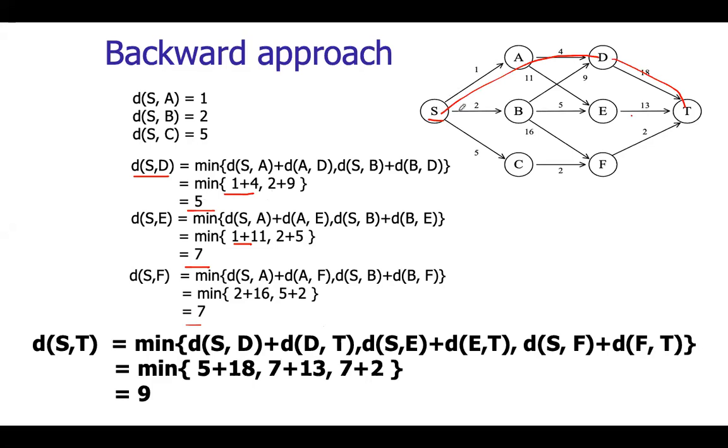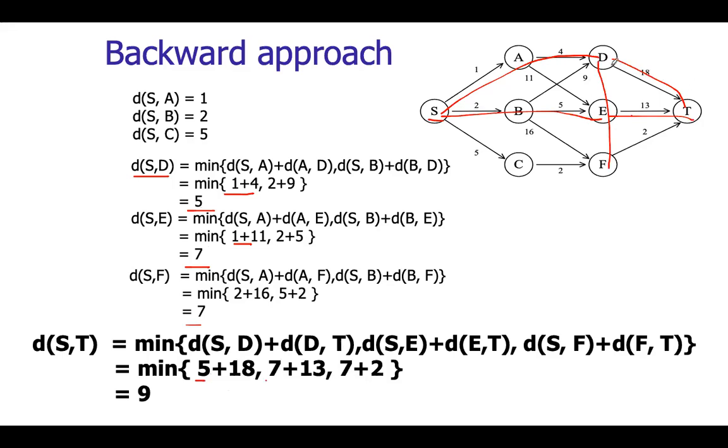And we have reached from S to E. And then from E to T. That is S to E plus E to T. And then S to F and from F to T. Okay, distance of S to F plus F to T. So we know the distance for these three things, minimum distance, that is 5, 7 and then 7.